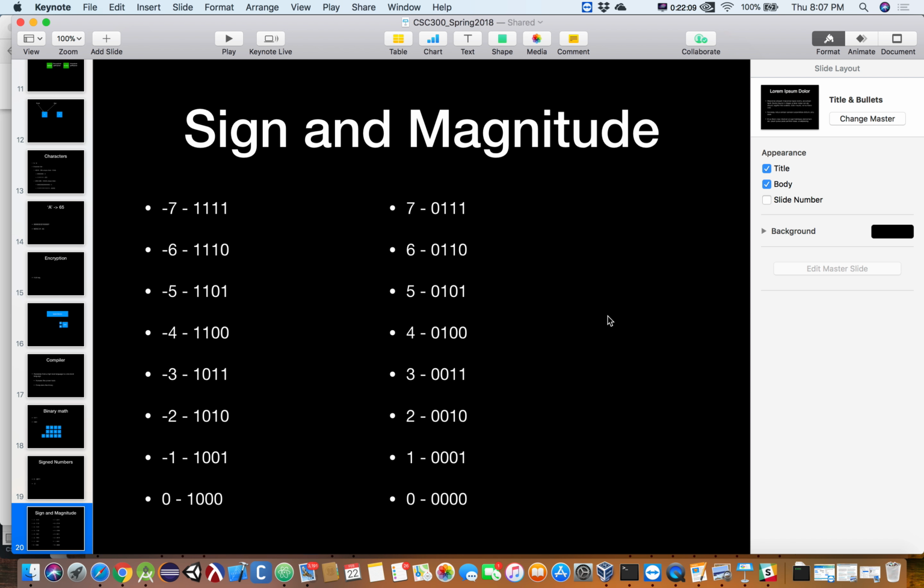What's the problem with this? A couple of problems. First off, you have two ways to represent 0. I've got a negative 0 and a positive 0. That seems wasteful, right? So that must mean I've lost the ability to represent some other number at the cost of having to represent 0 twice. It also becomes somewhat limiting based on the number of bits, because we're guaranteeing we're not using the far left bit for any data storage. We're using the far left bit strictly to represent sign. Does that make sense?